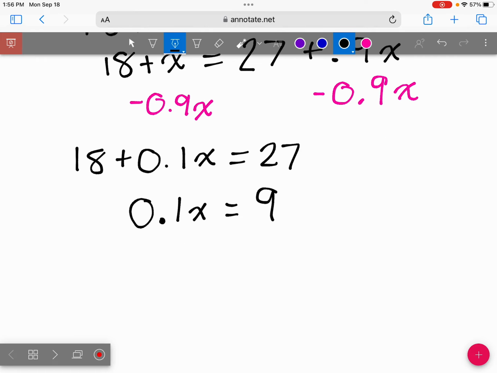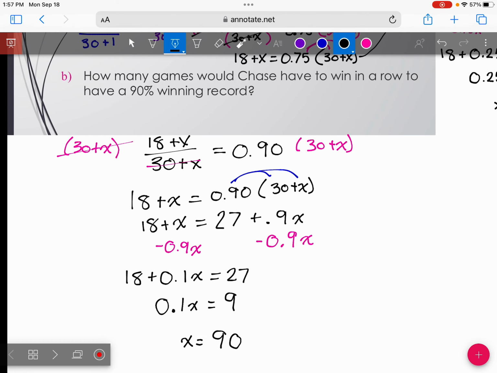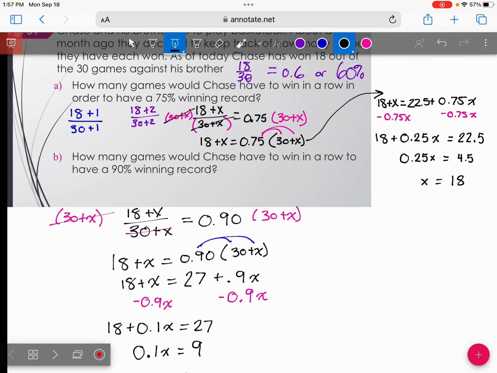9. What does x equal? 90. So if he wanted to have a 90% winning record, he would have to win 90 games in a row. They've only played 30. It's going to take him a long time because the likelihood of him winning 90 games in a row is probably not going to happen, especially since he's already lost 12 games.